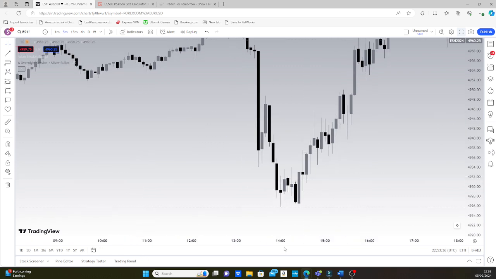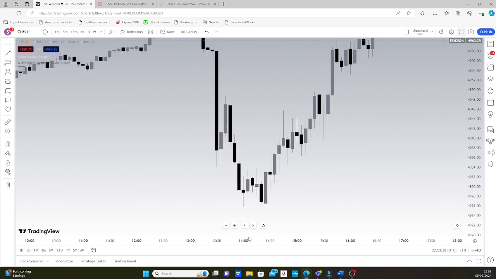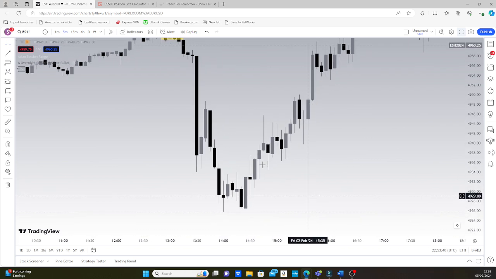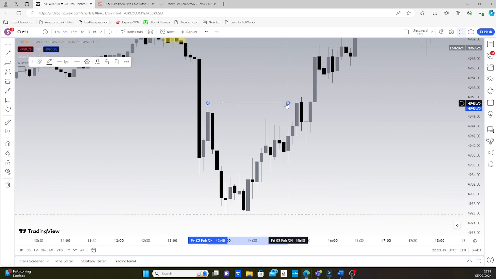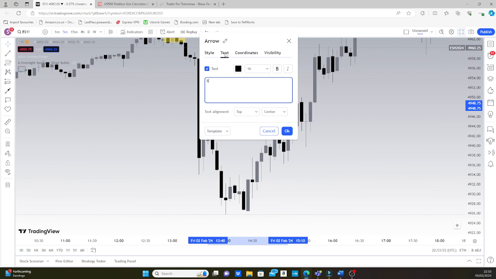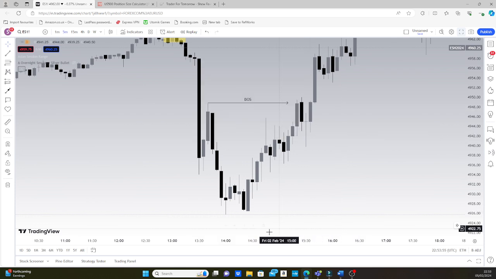So now that we look here on the M5, what we're looking for is a clear shift in market structure for us to go bullish. Our shift in market structure occurs over here. This gives us a clean break of structure, a clean BOS. If I label that with a BOS, this indicates a shift in market structure.